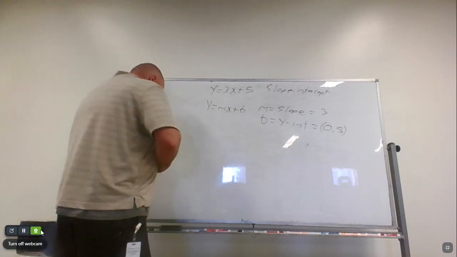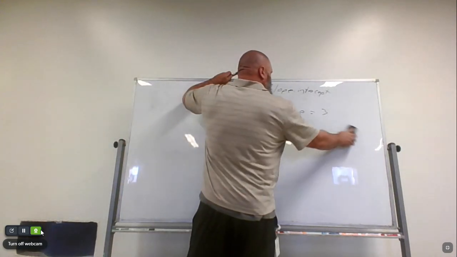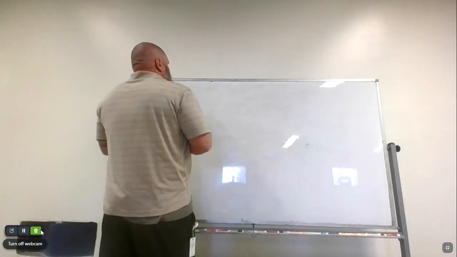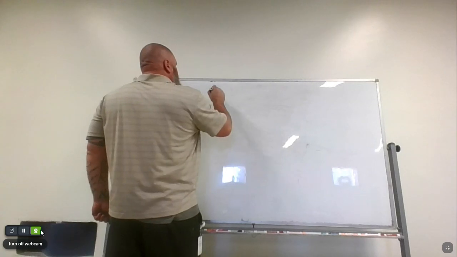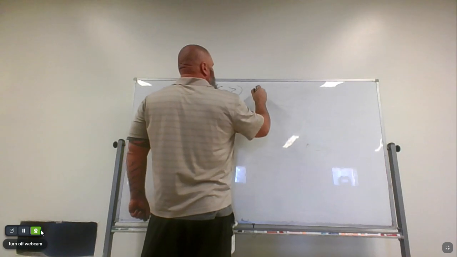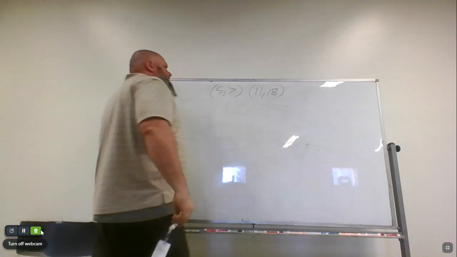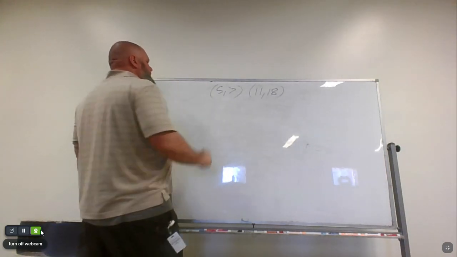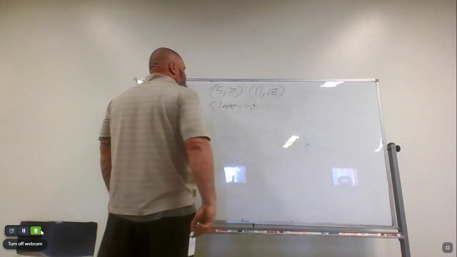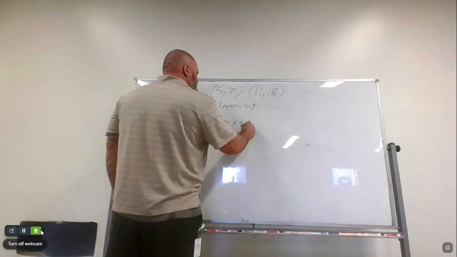Now, what if I gave you 2 points and asked you to write an equation of that line in slope-intercept form? So I'll give you the points. How about 5, 7, and how about 11, 18? And I want to write an equation in slope-intercept form. So that's going to be y equals mx plus b.